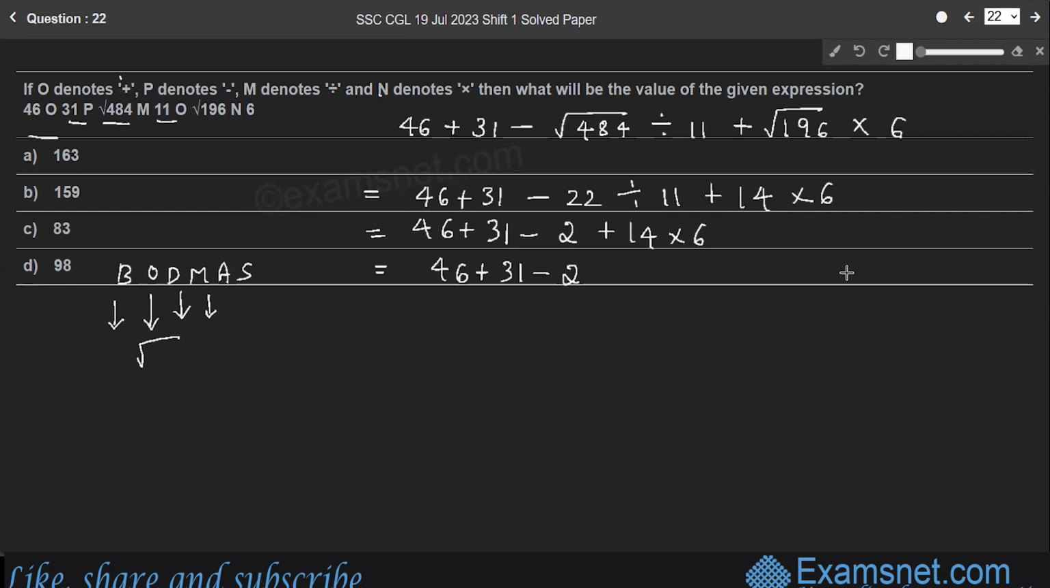14 into 6, which is 84, right? Next comes addition followed by subtraction. 46 plus 31, which is 77. 77 plus 84, which is 161, right? 161 minus 2, which is 159 is the answer, right? Option B is the right answer.